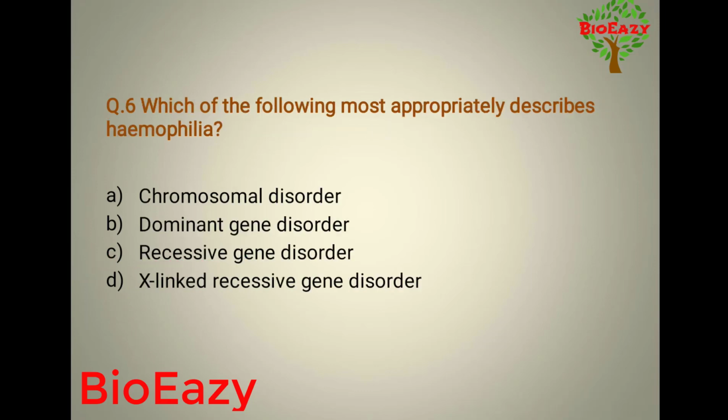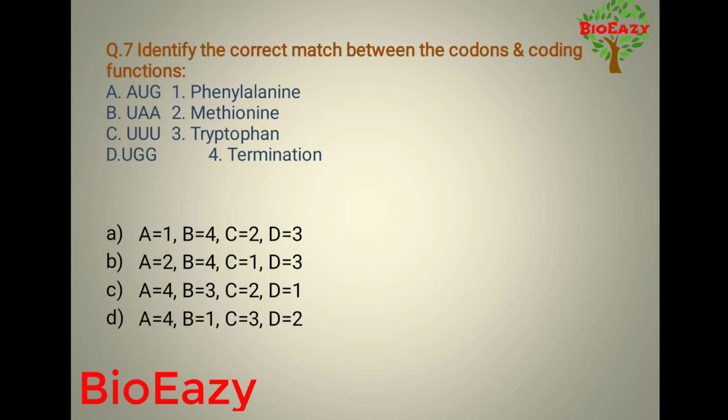Next is, which of the following most appropriately describes hemophilia? So the answer is X-linked recessive gene disorder. Next is, identify the correct match between codons and coding function. You can see the AUG codes for methionine, so A is matched with 2. Now you can see the option B can be correct. Now we can verify the others. So the answer is B.